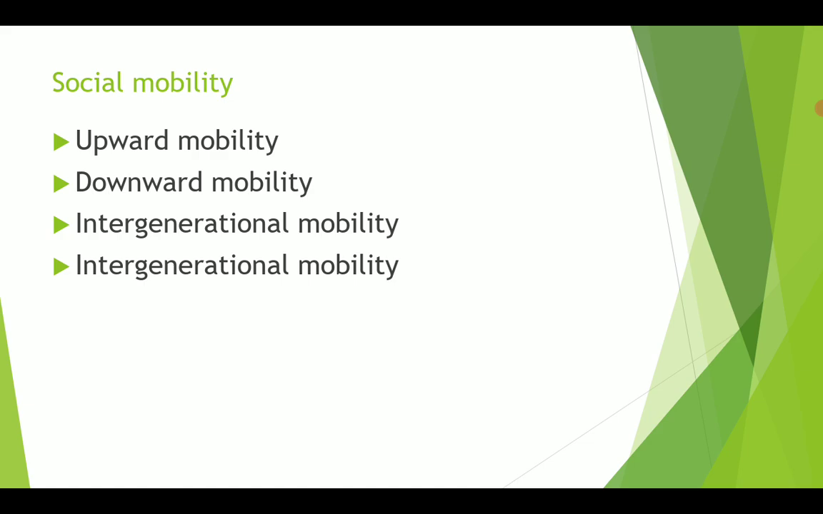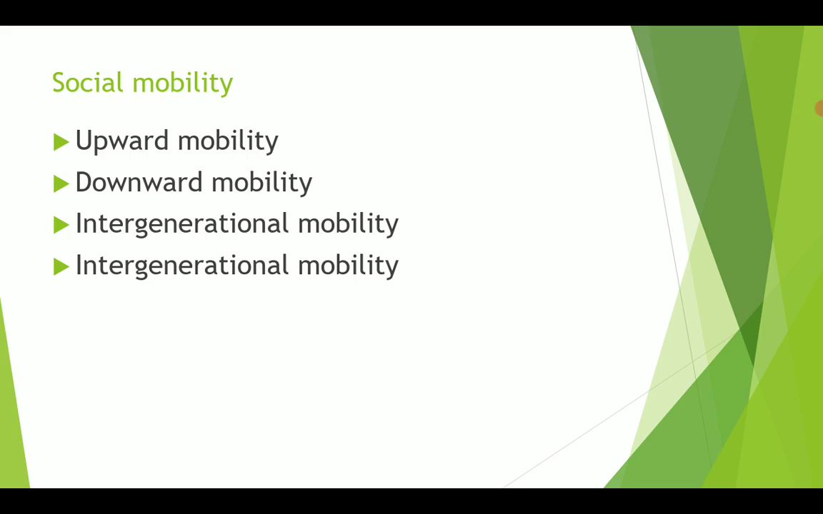Now what is downward mobility? Downward mobility is when you decrease your status. Some reasons for downward mobility are that you lose your money or wealth, or there is a decrease in your class. An example of downward mobility is if you belong to the elite class, then you move to a lower middle class. So this is called downward mobility.